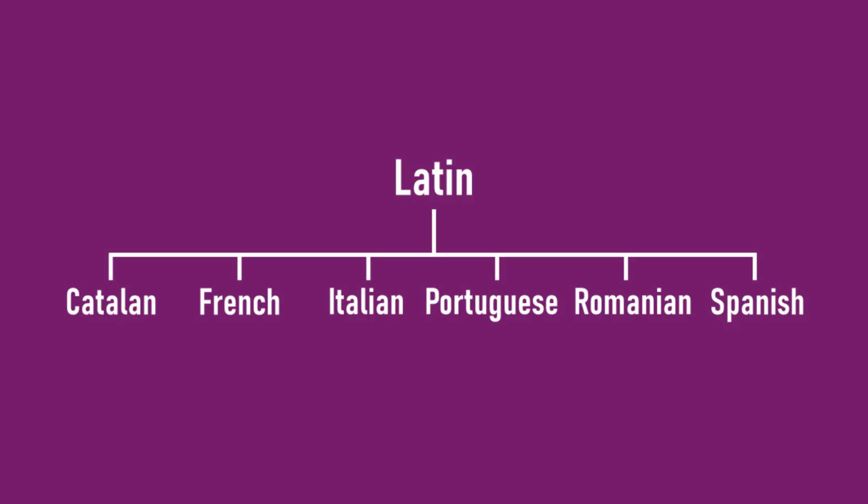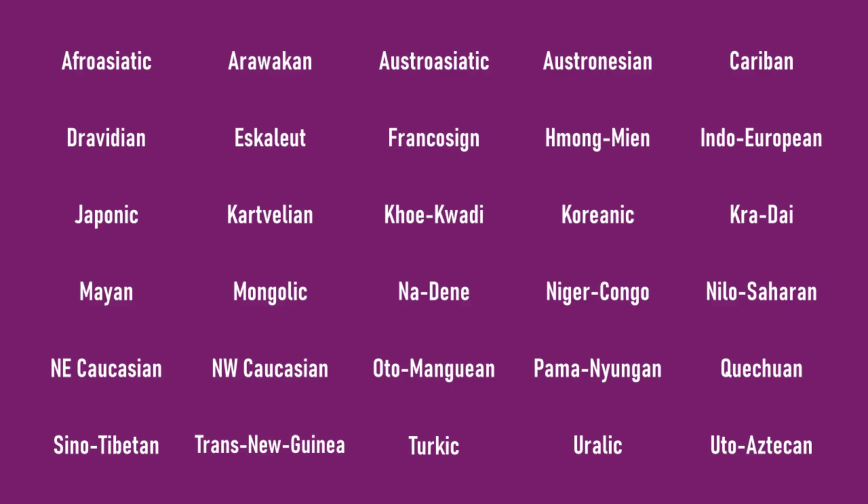You may know that Latin developed into the Romance languages, French, Spanish, Portuguese, Italian, Romanian, Catalan, and so on, making these languages related, part of the same family tree. Many languages can be grouped in this way, forming around 140 distinct families worldwide.